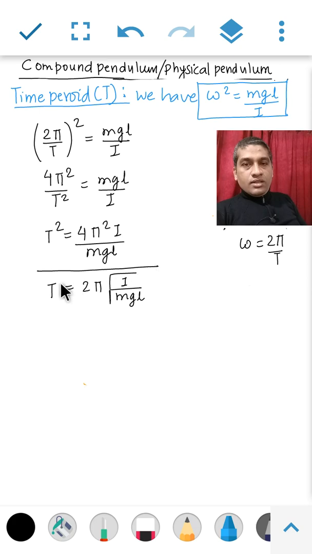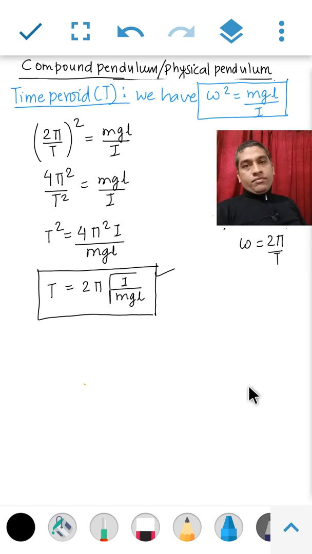So this is the time period of the compound or physical pendulum. We use this relation in various numerical problems related to the compound or physical pendulum.